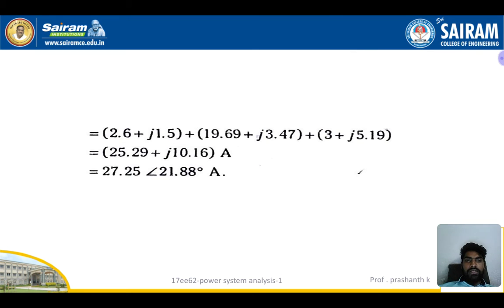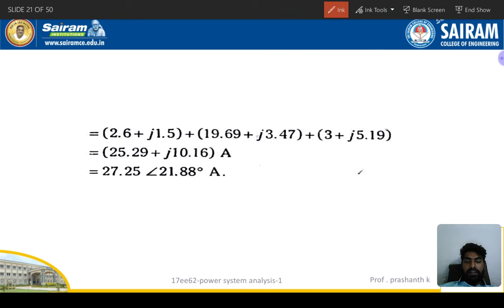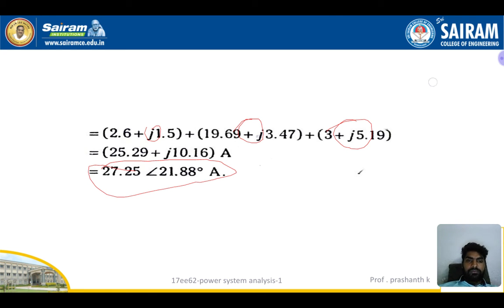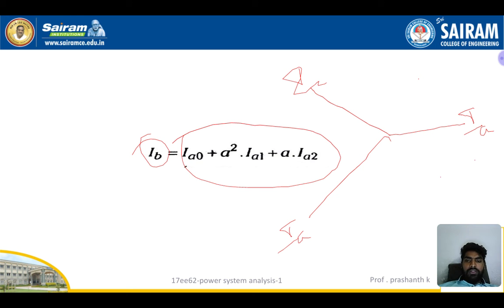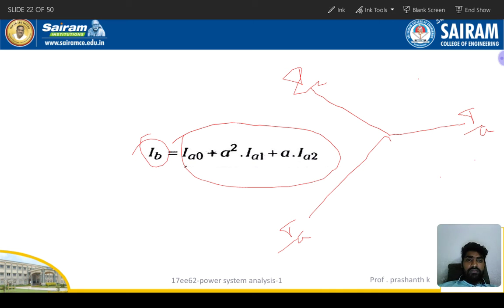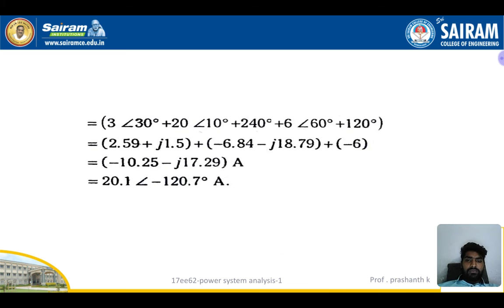After substituting the values of IA naught, IA1, and IA2, we got IA as 27.25 angle 21.88 degrees. If you want to calculate IB, it is IA naught plus A square IA1 plus A IA2, from the matrix multiplication. Similarly, substitute all the values and we get 20.1 angle minus 120.7 degrees.